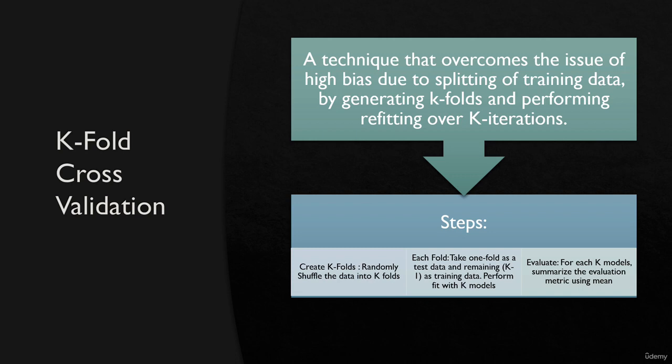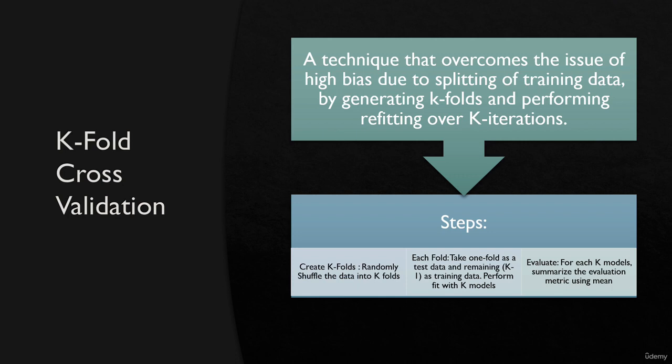Then we perform the fit with k models. So if I have k models, then on each model, I'll have one part of the data as my test data and the remaining k-1 parts as my training data. We evaluate each of the k models on its test part. Finally, we summarize the evaluation using the mean as the metric. So this is the overall concept behind k-fold cross-validation.